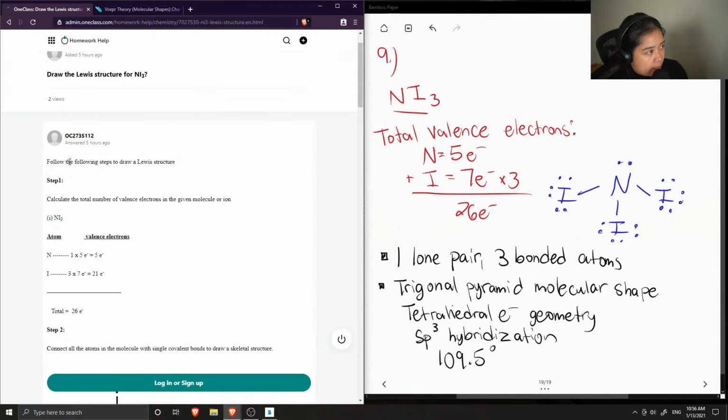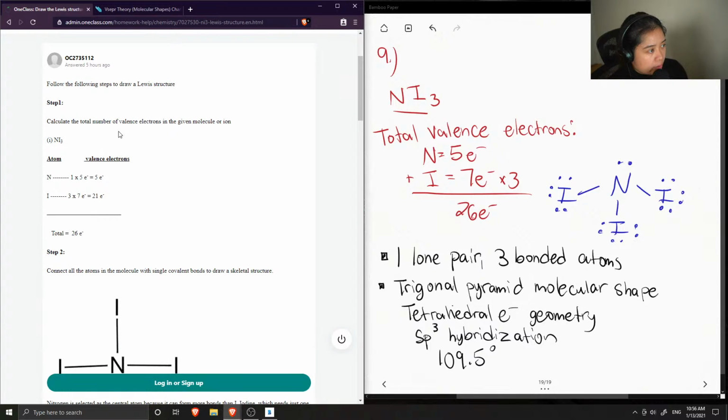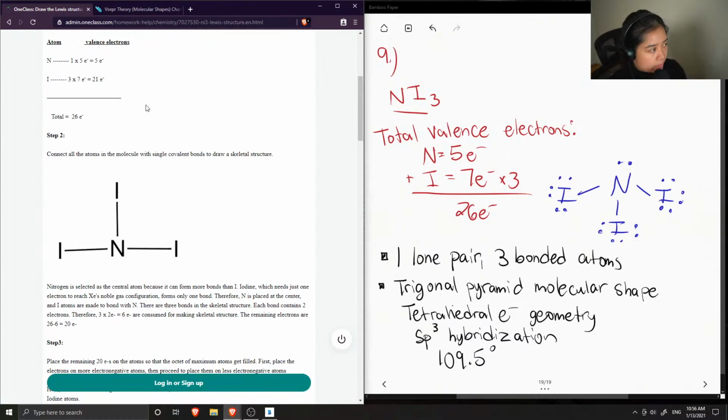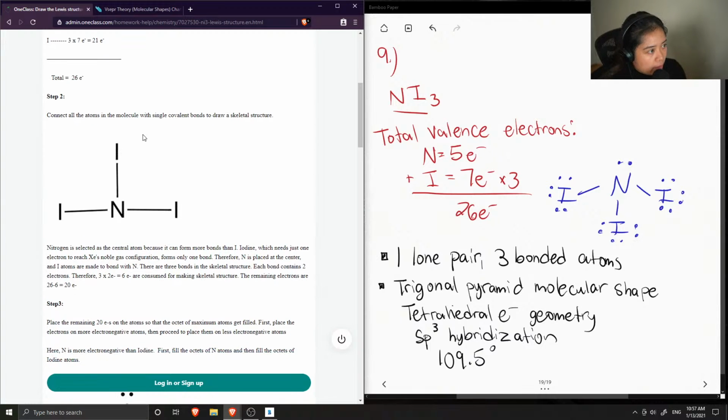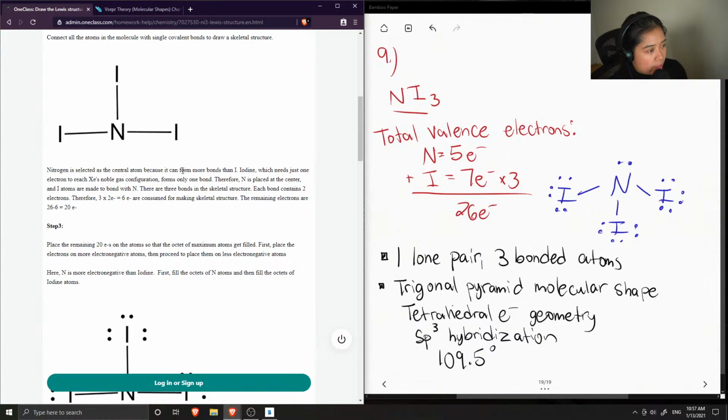Follow the following steps to draw a Lewis structure. Step 1 is to calculate the total number of valence electrons in the given molecule or ion. So they got 5 plus 21, so they got 26. Step 2 is to connect all the atoms in the molecule with single covalent bonds to draw a skeletal structure. Nitrogen is the central atom because it can form more than one bond. Or, sorry, that's iodine.